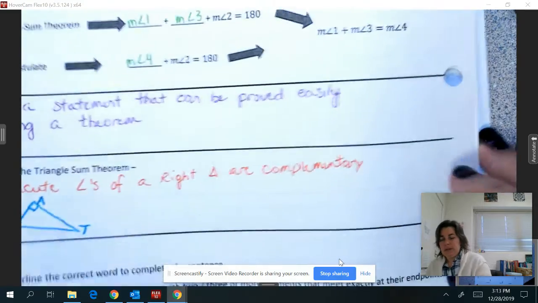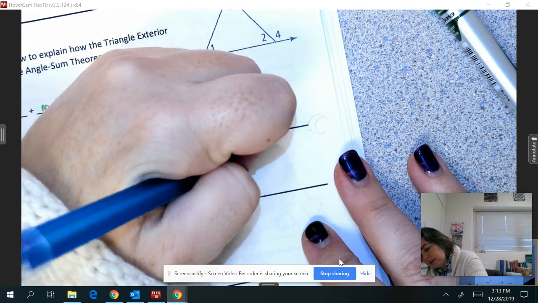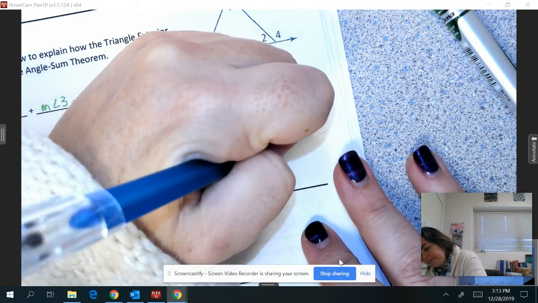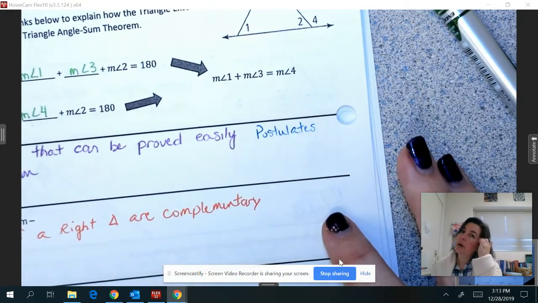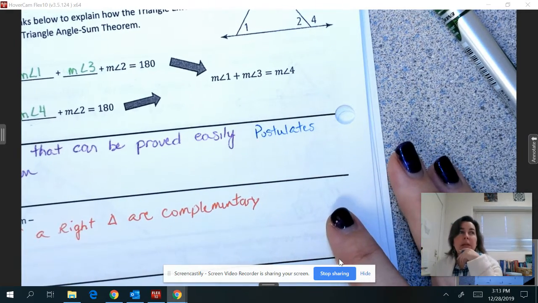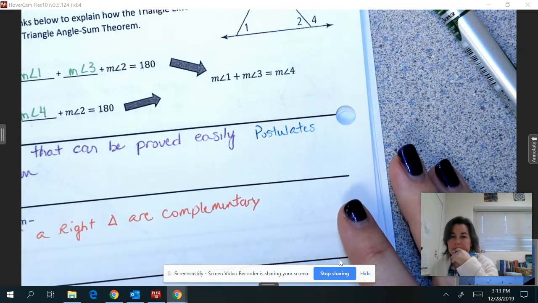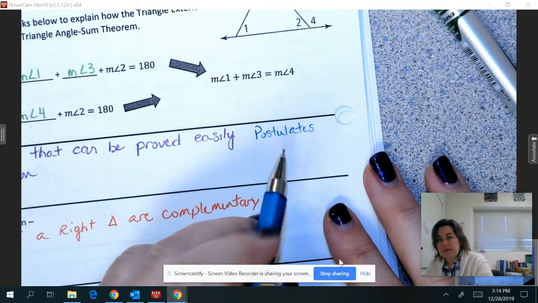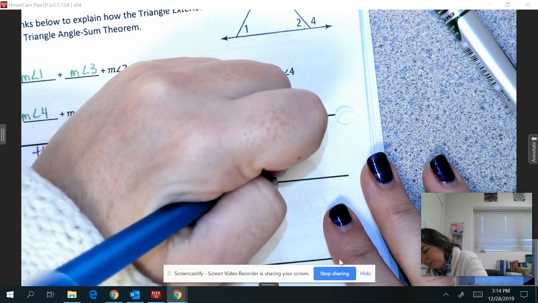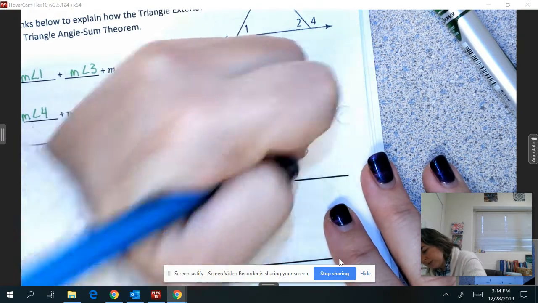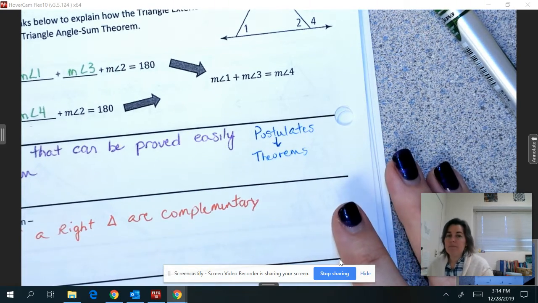So in geometry, there's basically like the most basic rules. Those are called postulates. Those are things like two lines intersect in exactly one point, or there's only one line parallel to a given line through a given point. So those are like the most basic rules. So from the postulates, we come up with theorems, which are a little more specific. So we can use the postulates to prove the theorems. So like vertical angles are congruent is a theorem.